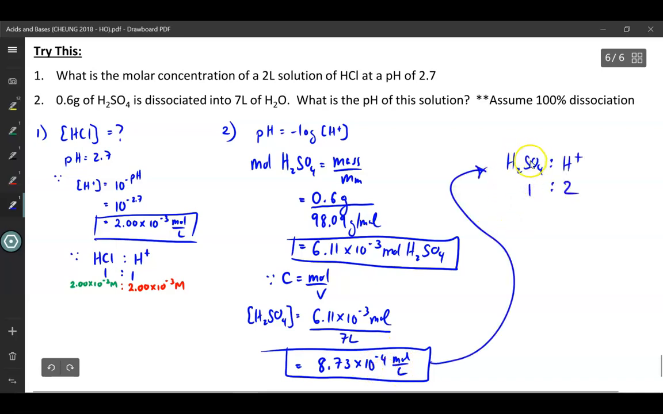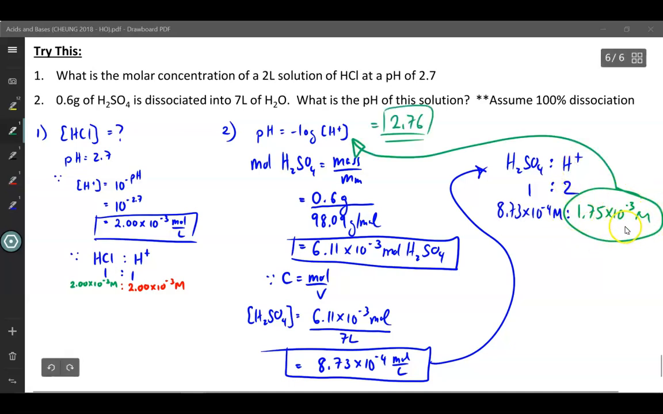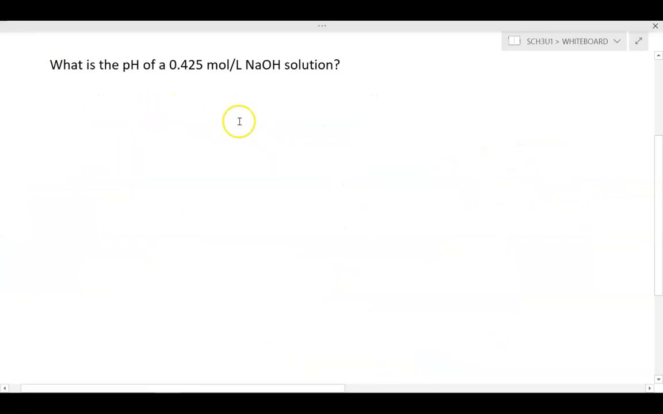Now, I know that for every 1 sulfuric acid, 2 H plus ions are released. It says assume 100% dissociation. So if my H2SO4 concentration is 8.73 times 10 to the power negative 4, I can double that amount and turn it into 1.75 times 10 to the power negative 3 moles per liter of H plus ions. I can take the H plus ion concentration, plug it into the equation, and I get 2.76 as the pH of this solution. Alright, let's try one last one.